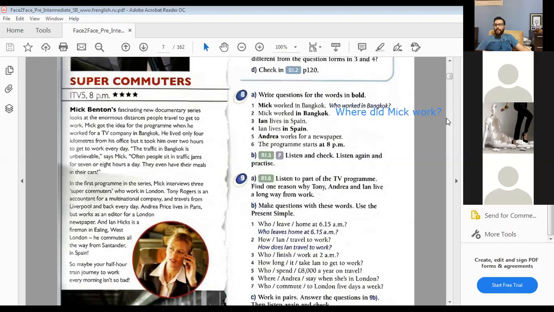Because in the question form, when we want to use the past simple in the question form, we don't use the ed in the question. We only use did. Okay, Mohammed, even when you use does or did, the verb goes back to the infinitive. Correct. That's correct. Okay, Mohammed, can you do number 3, please?